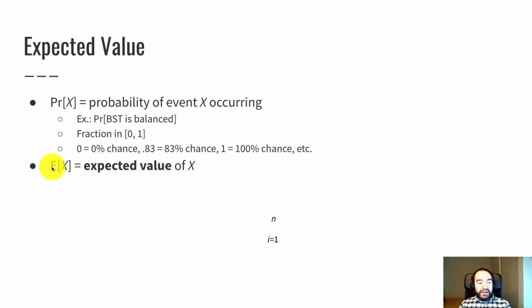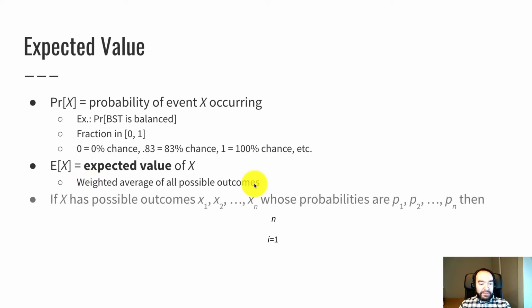A related concept is the expected value of a random expression or variable x, and it's written E bracket x. E is for expected. And the basic idea of the expected value is that it's the weighted average of all the possible outcomes of event x. So if x is a random event that has n different possible outcomes, numbered x1, x2 through xn, and the probabilities of those outcomes are p1, p2 through pn respectively, then the expected value of x is this summation.